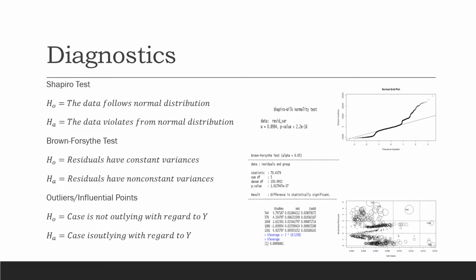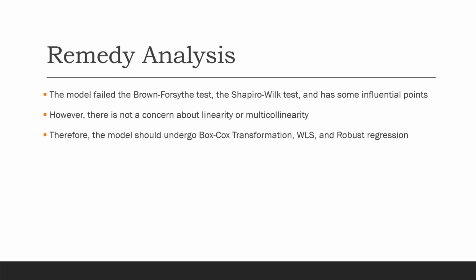When investigating the influential points, it was determined that 3 points would be influential based on the hat value. These points are 544, 1048, and 1086. Based on the model failing the Brown-Forsythe test, the Shapiro-Wilk test, and having some influential points, it was determined that the model should undergo Box-Cox transformation and WLS and robust regression remedies. It is important to note there is not a concern about linearity or multicollinearity in this model.